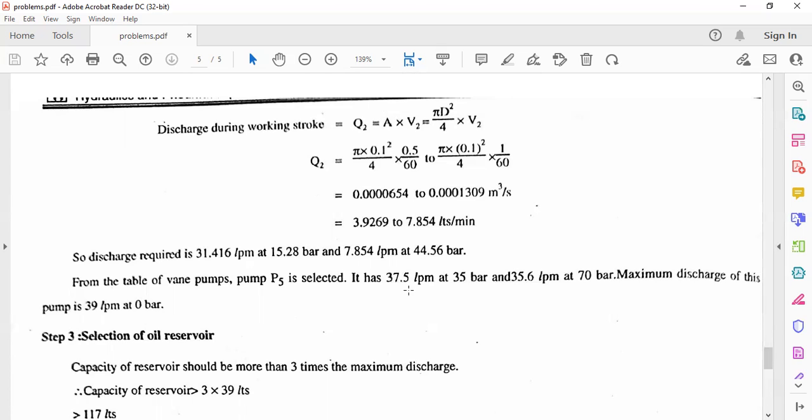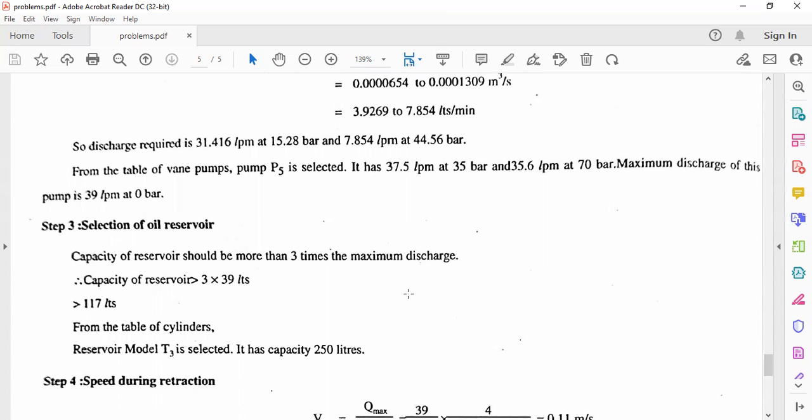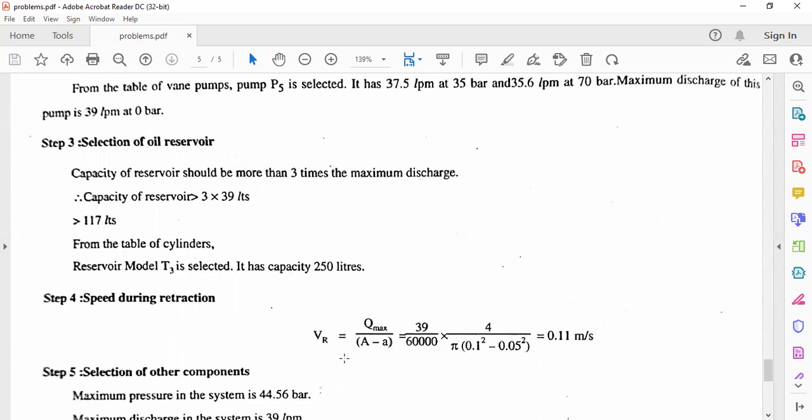Selection of oil reservoir. Capacity of reservoir should be more than 3 times the maximum discharge. Capacity of reservoir greater than 3 into 39 liter per minute, greater than 117 liters. From the table of cylinder, reservoir model T3 is selected. It has capacity 250 liters. Speed during retraction, Qmax upon A, 39 upon 60,000 into 4 upon pi into 0.1 square minus 0.05 square, equal to 0.11 meter per second.